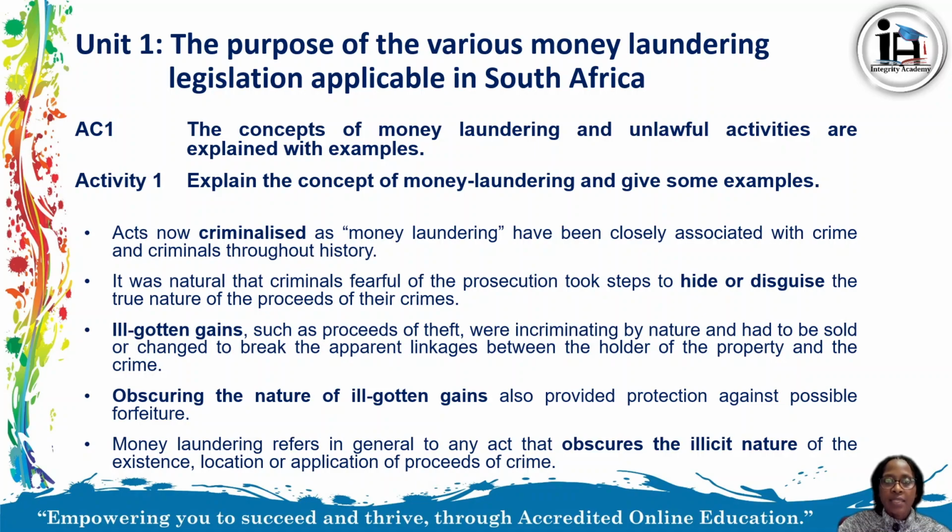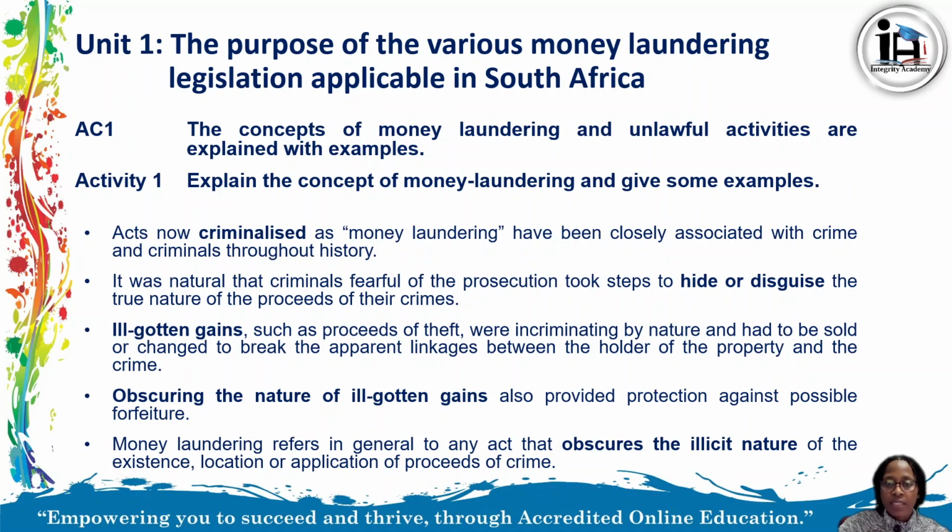Acts now criminalized as money laundering have been closely associated with crime and criminals throughout history. It was natural that criminals fearful of the prosecution took steps to hide or disguise the true nature of the proceeds of their crimes. Ill-gotten gains such as proceeds of theft were incriminating by nature and had to be sold or changed to break the apparent linkages between the holder of the property and the crime. Obscuring the nature of ill-gotten gains also provided protection against possible forfeiture.